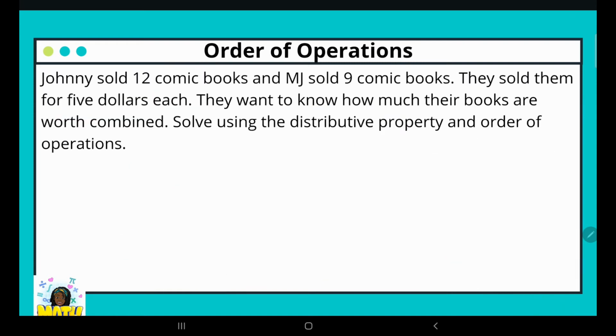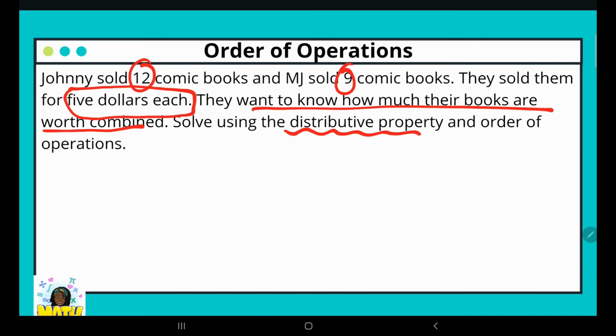So now let's take a look at our word problems. Johnny sold 12 comic books and MJ sold 9 comic books. They sold them for $5 each. They want to know how much their books are worth combined. So pretty much they're asking how much, right, did they sell in total. Now we're being told to use the distributive property and order of operations to solve.